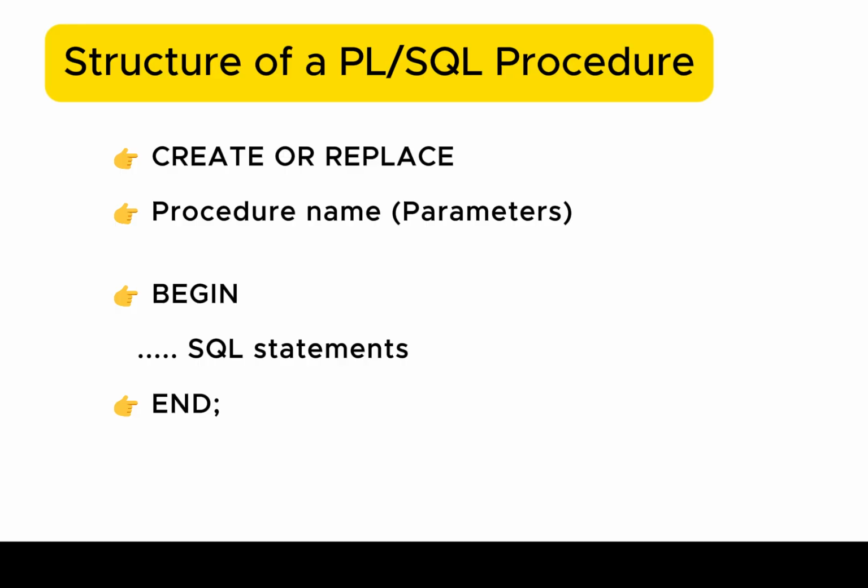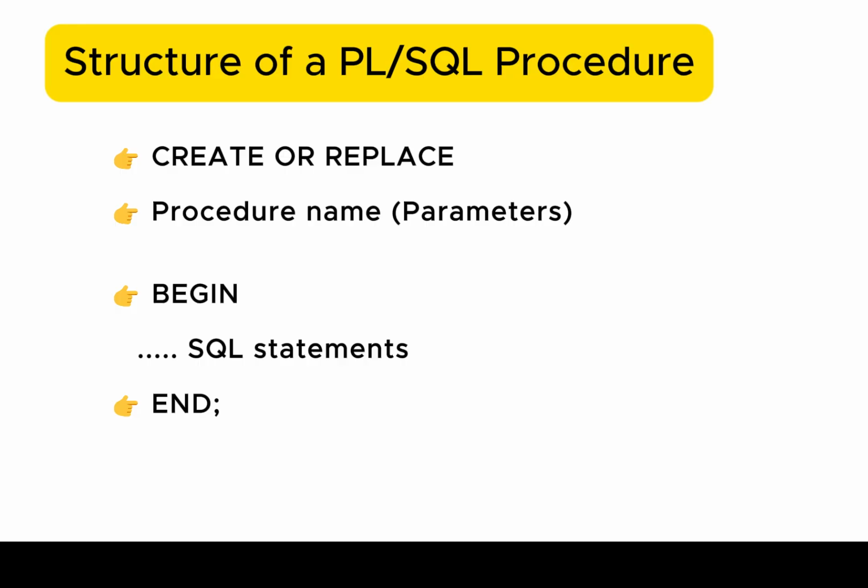Next comes the procedure name. This is the name you choose for your procedure. Just like we give a name to a program or a function, we give a name to a procedure so that we can call it later. After that, we may have parameters. Parameters are values that we pass to the procedure. Don't worry about this part now. We will understand parameters very clearly in the next section.